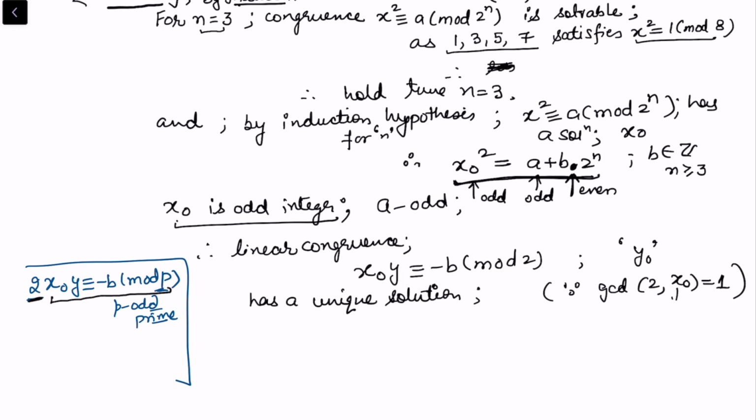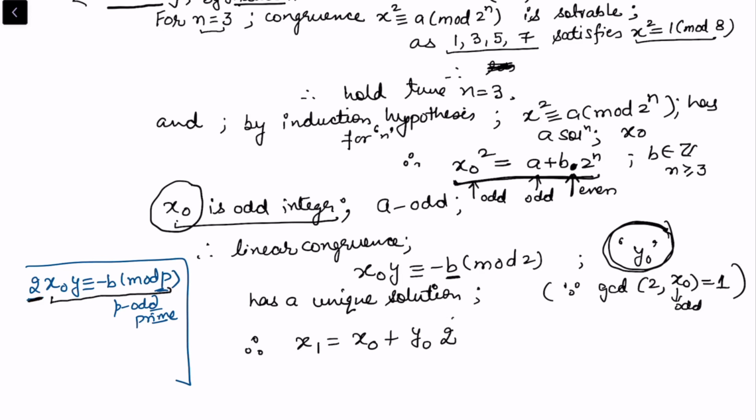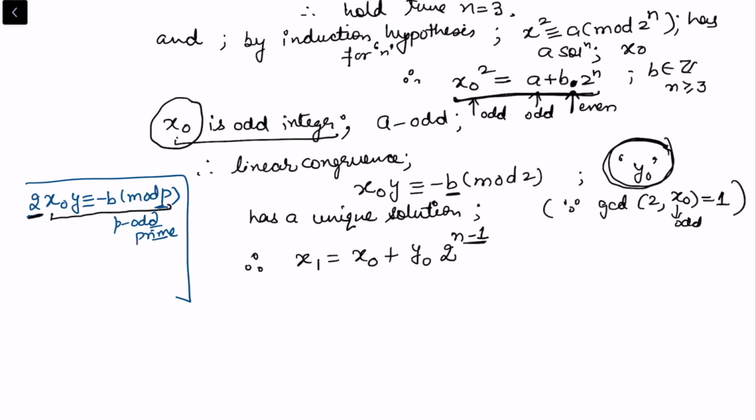We have just proved that x naught is odd, and so we can find the y naught. Once we have found y naught and we already have x naught, we can construct the integer x1 as we did in the previous case. This is x naught plus y naught into 2 to the power n minus 1. We want to prove the result for 2 to the power n plus 1, so here you just consider one less power. And now we claim that this satisfies our congruence for the next step.